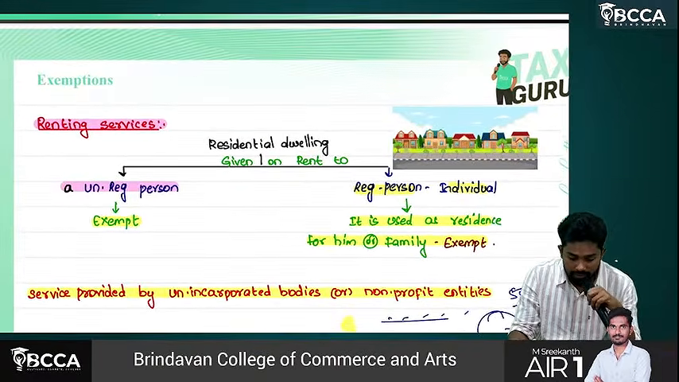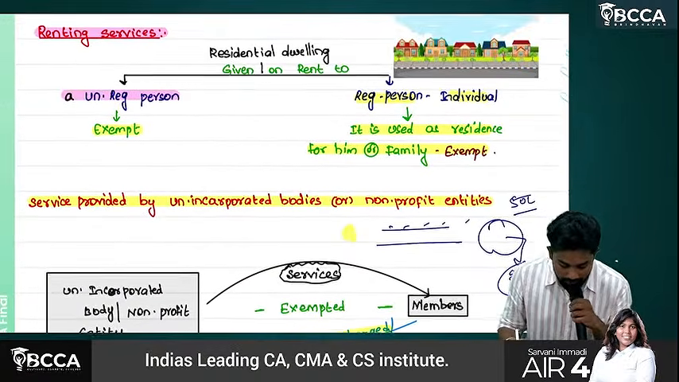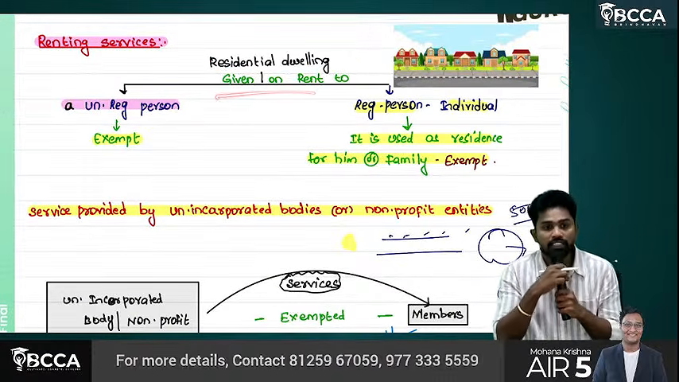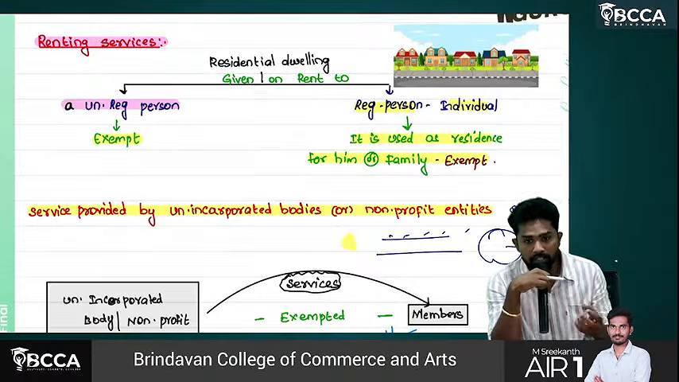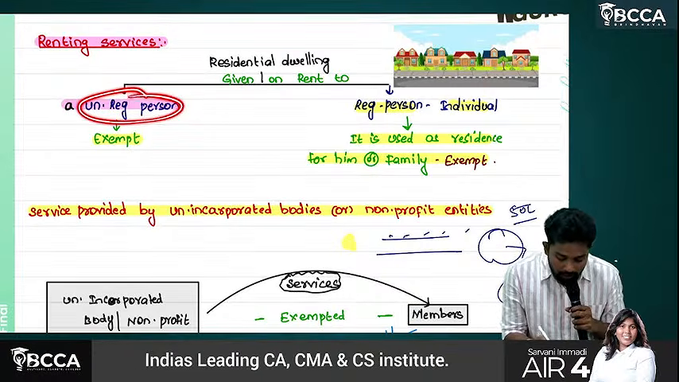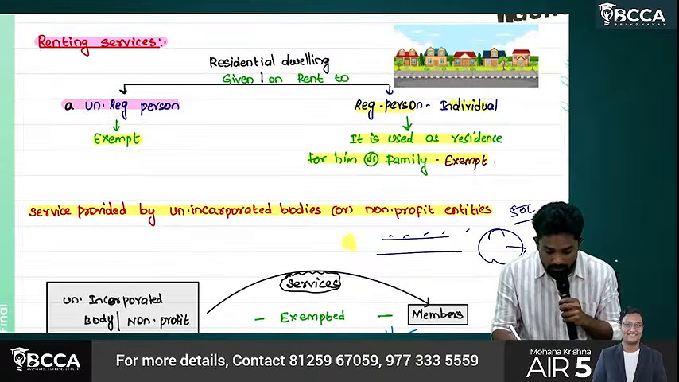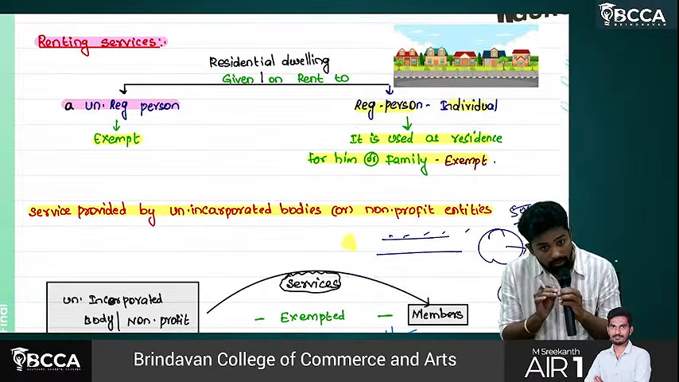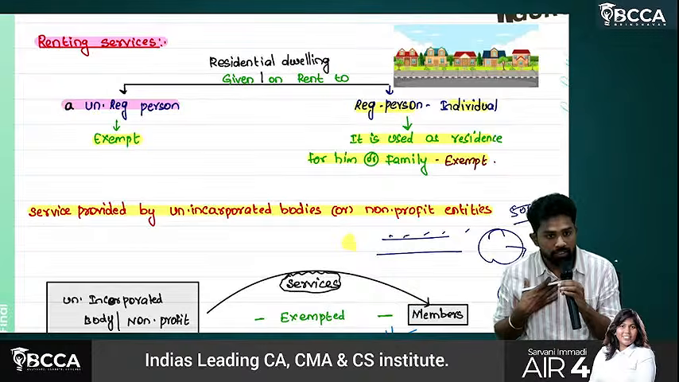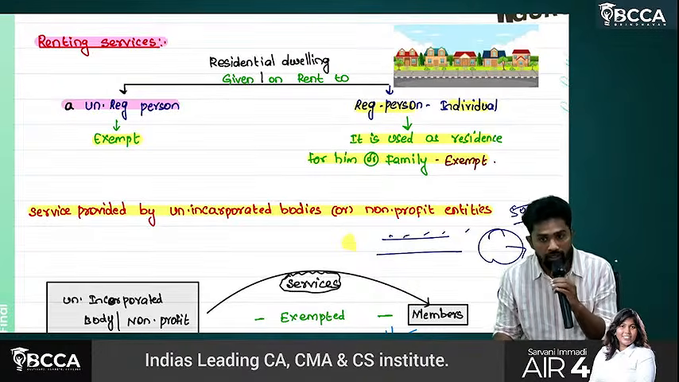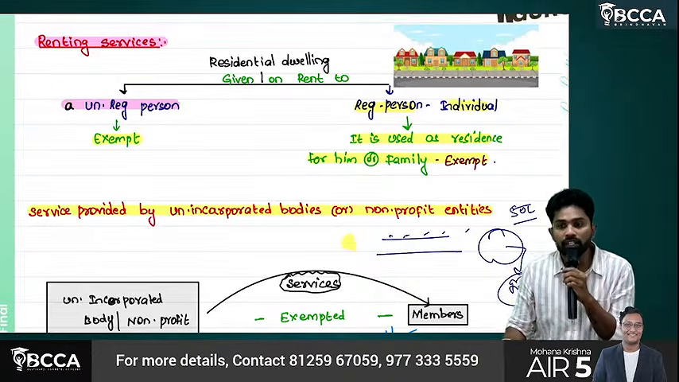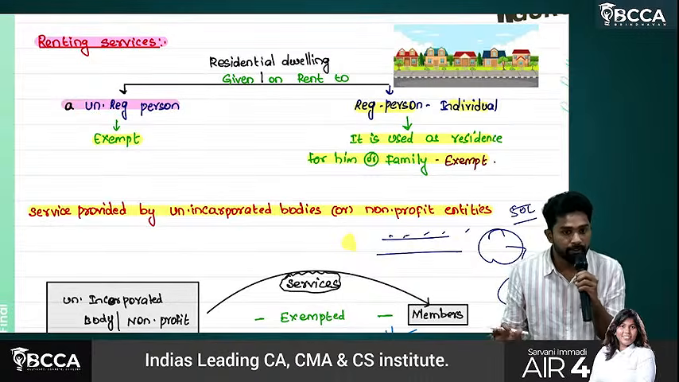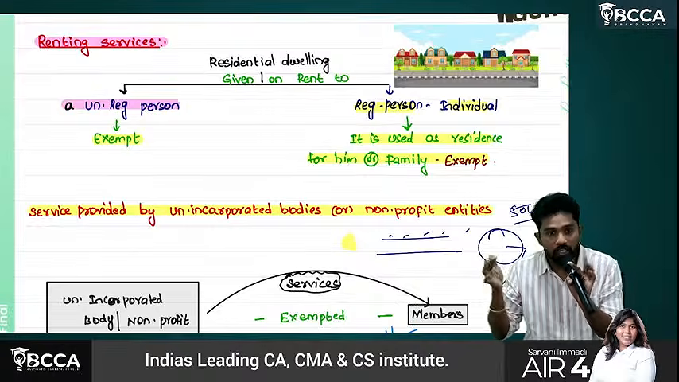Then renting services. Renting of residential dwelling. Where a residential dwelling or residential building is given on rent to an unregistered person, exempted. To a registered person being an individual, sir, understand, I am a registered person, I took a residential building on rent. But a residential building, I may use it as my office also. If I use it as office, taxable. But if I use it as residence only, exempted.